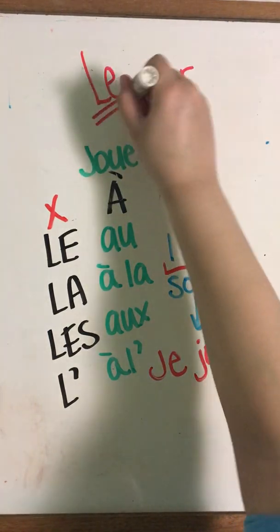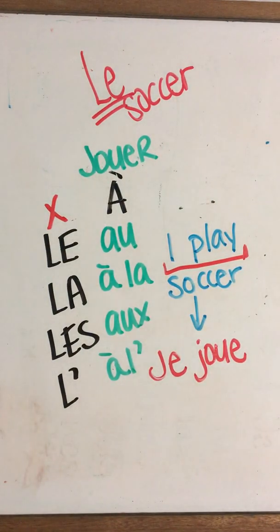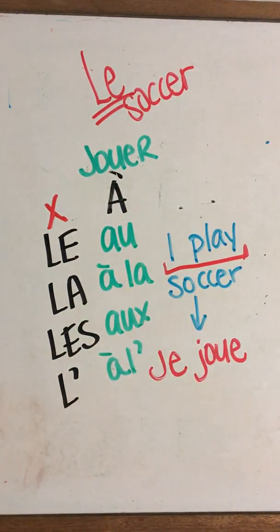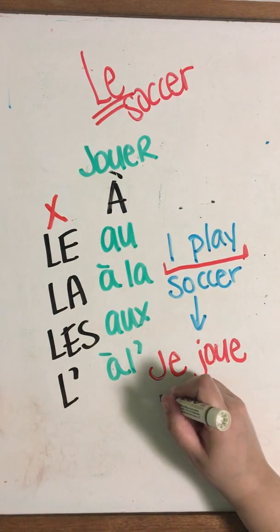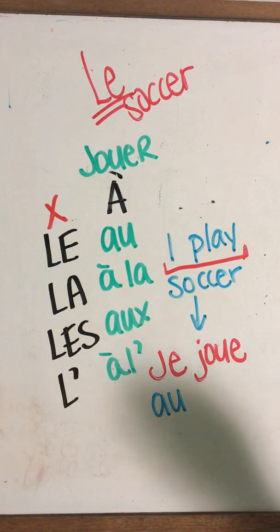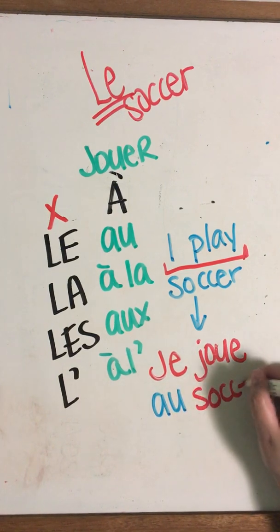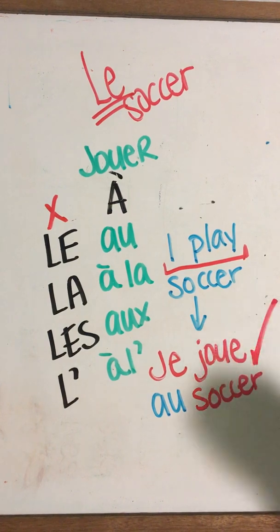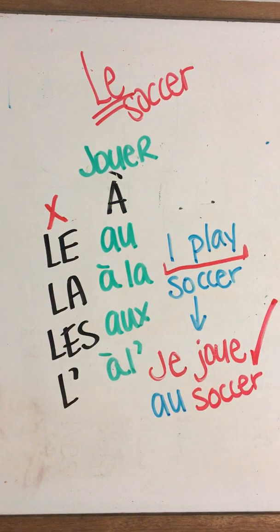Okay, but I got to replace this. Okay, so I'm going to look on the back side of the Word document part of the vocab sheet. And I say jouer à le. I'm going to use au. And then I'm just going to write the sport name. Au soccer. Okay, so this is the correct answer.